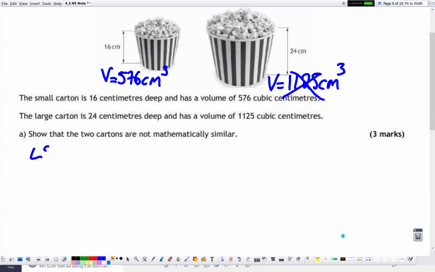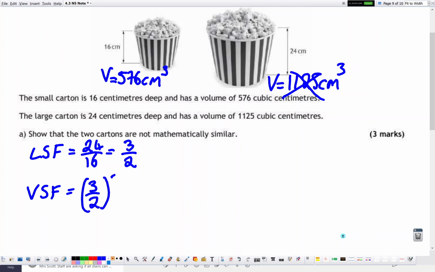So the length scale factor first is going to be the new length divided by the old length, so 24 over 16, which when we simplify that by dividing by 8 is going to be 3 over 2. Volume scale factor is then that cubed. So 27 over 8 it would be, but you can leave it just like that if you want.